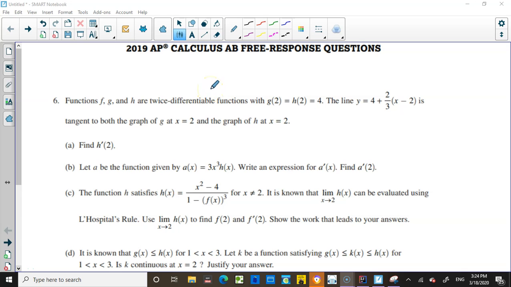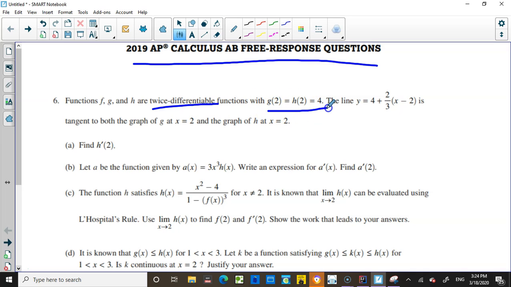In this video we're going to be talking about question 6 from the 2019 AP Calculus free response portion. In this problem we're given 3 functions, and these 3 functions are twice differentiable. We're going to be using these givens, and also g of 2 is equal to h of 2, and they're all equal to 4. We're also given this line, and this line is tangent to both the g function and the h function at x equals 2.